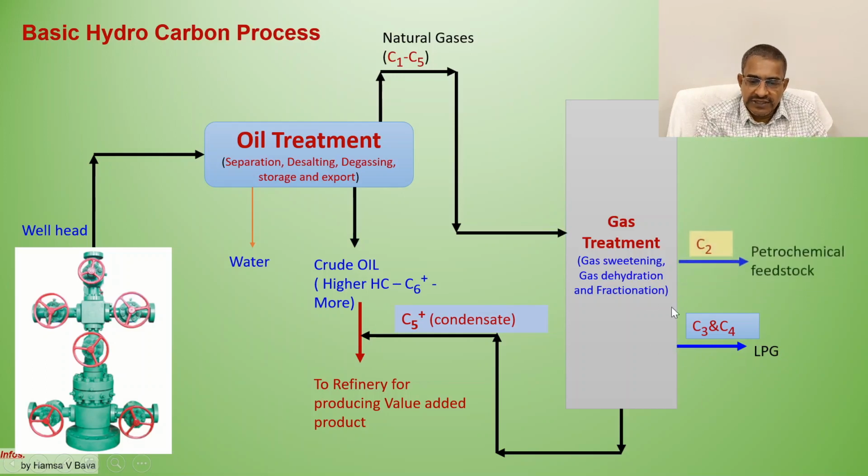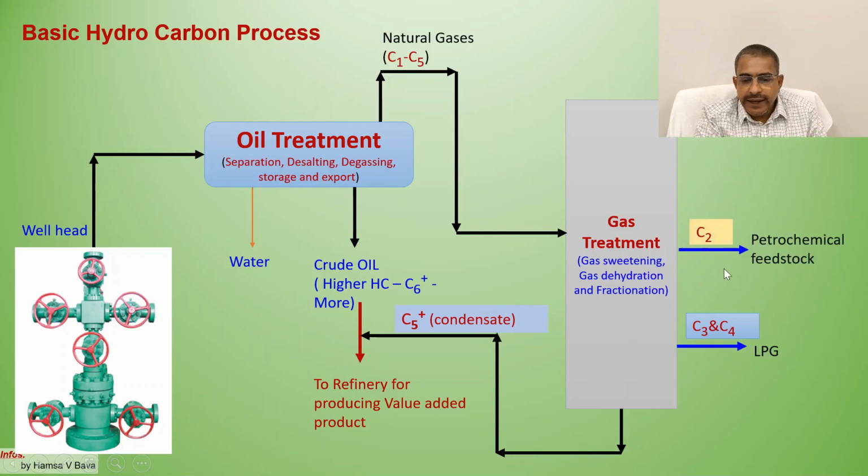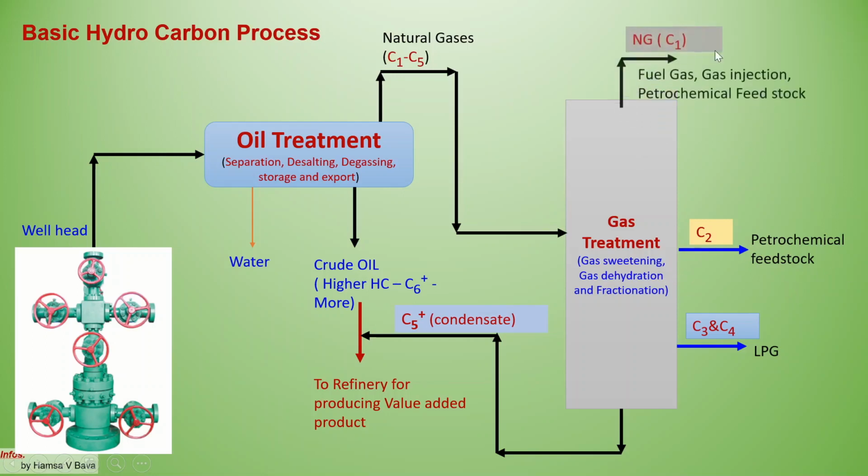Then C2, mainly ethane. Ethane goes to petrochemical feedstock, where various polymerization takes place from ethylene, and other products are made from that. Various petrochemical products are made from C2. Some information we can explore in later sessions. So C2 will always go to feed petrochemical feedstock. Then another one is C1, that is methane, that is called natural gas.